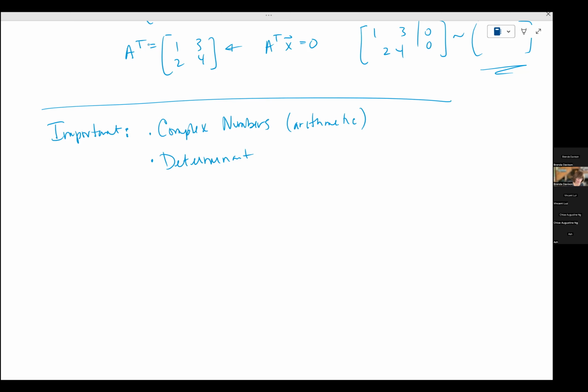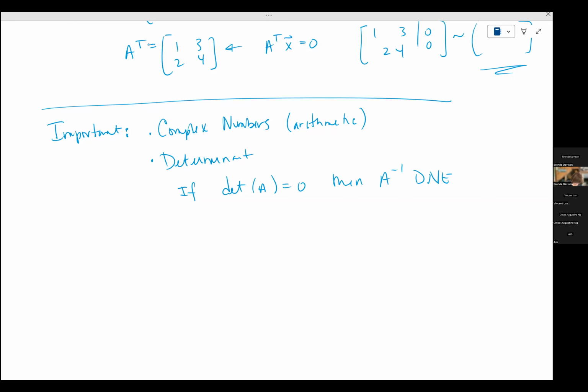Let me just even write it down. If the determinant of A is equal to 0, then A to the minus 1 does not exist. So if the determinant is 0, the matrix inverse doesn't exist.